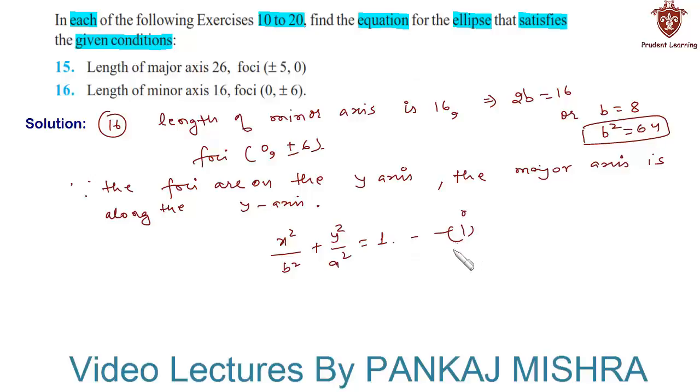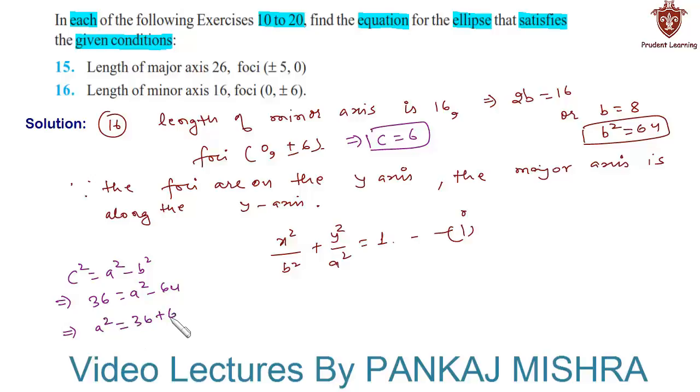And now since we are given that foci of this ellipse are at 0, plus minus 6, this implies that c is equal to 6. So by using the value of c and b square, we can easily find the value of a square with the help of the relation c square is equal to a square minus b square. This implies that 36 is equal to a square minus 64. This gives us a square as 36 plus 64, which is equal to 100. So we have a square equals to 100.